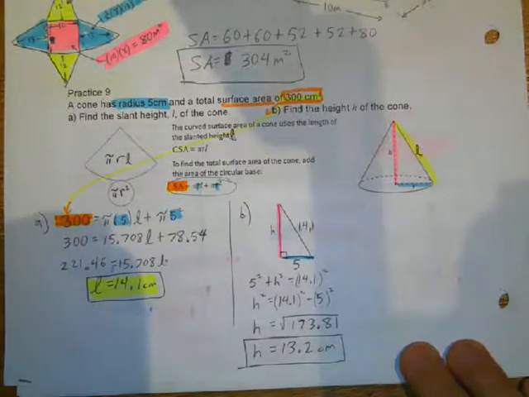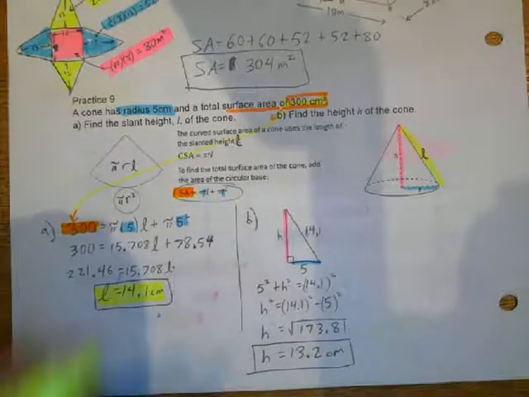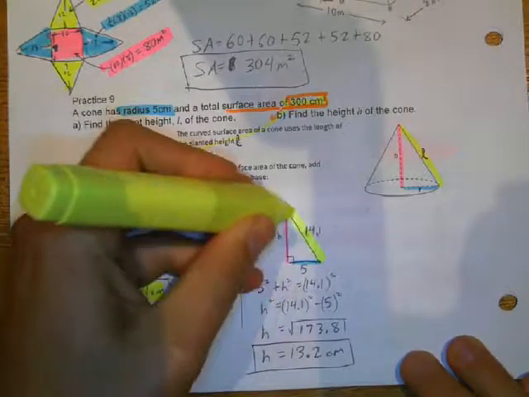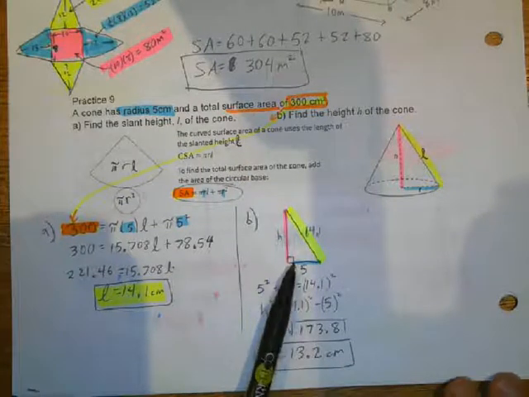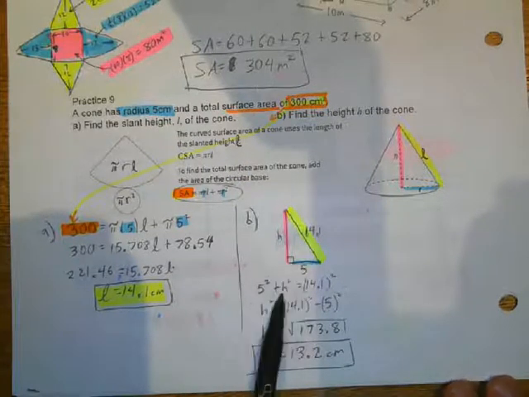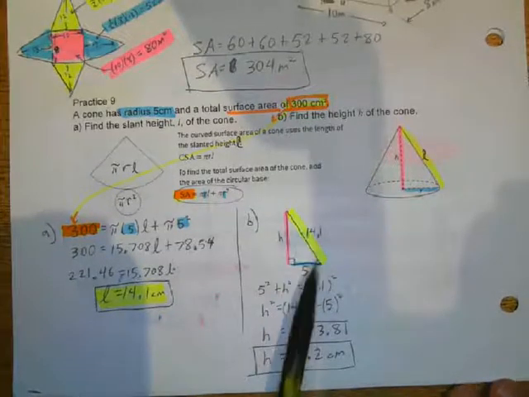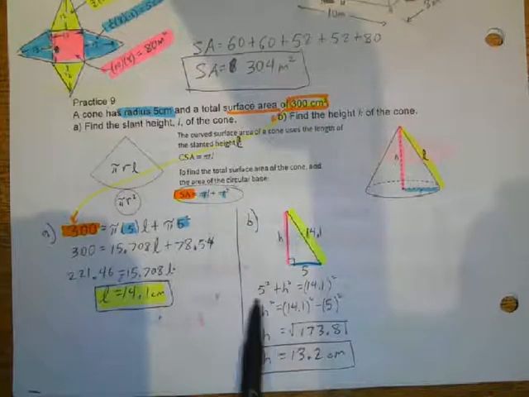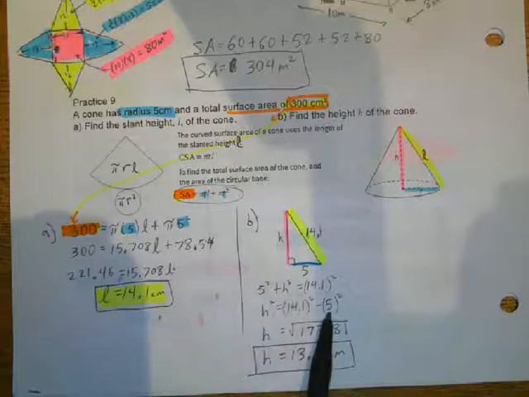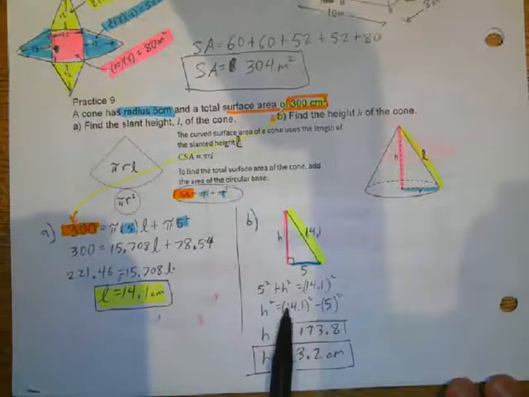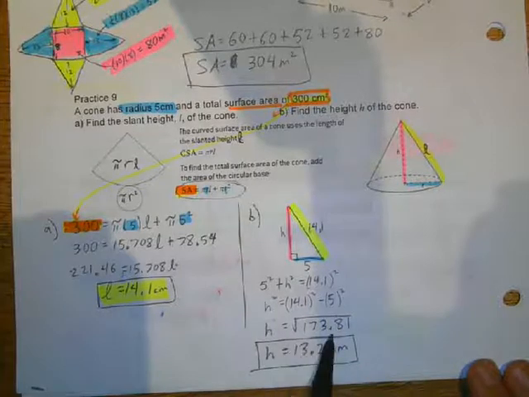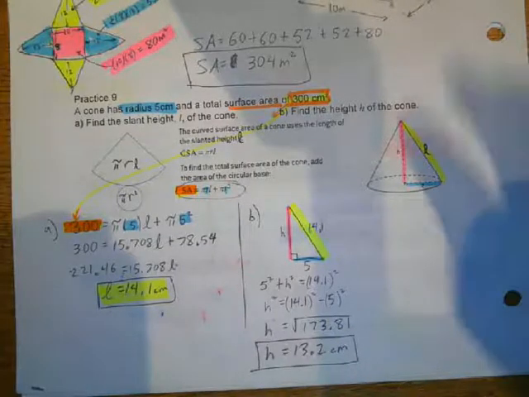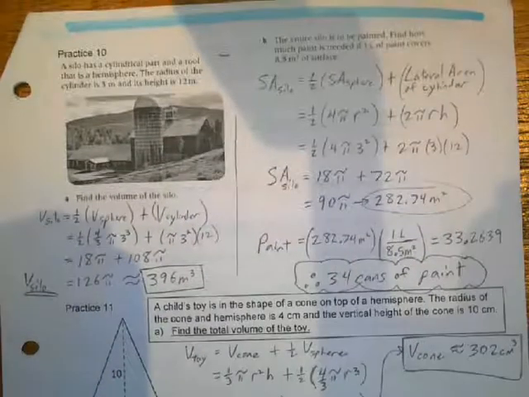Now that I know the slant height is 14.1, I can calculate the height using Pythagorean Theorem. So I can say 5 squared plus h squared equals 14.1 squared. We can subtract 25 on both sides. So 14.1 squared minus 25 gives me this value. Take the square root. Almost done here.